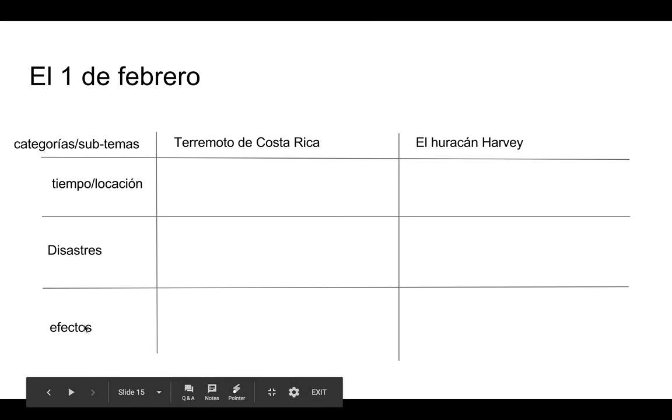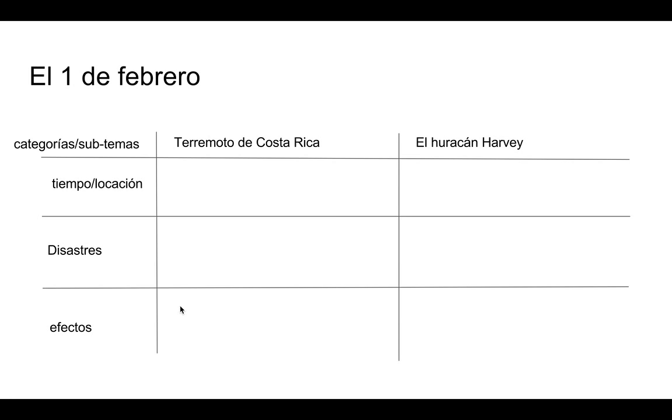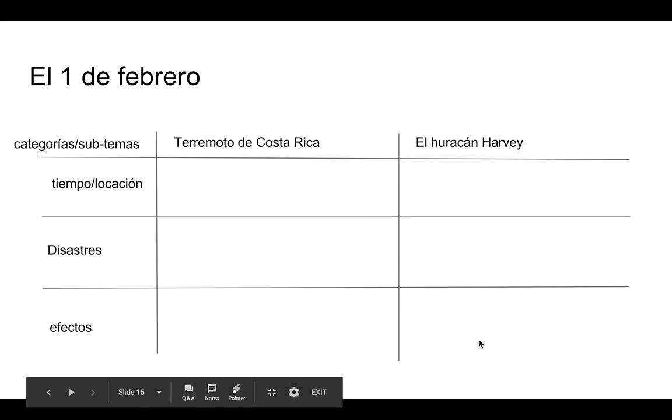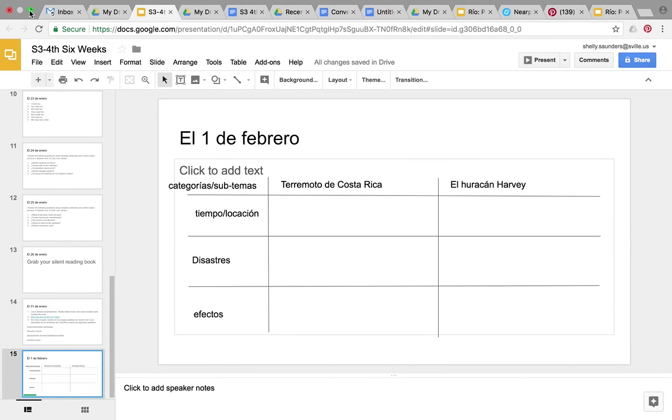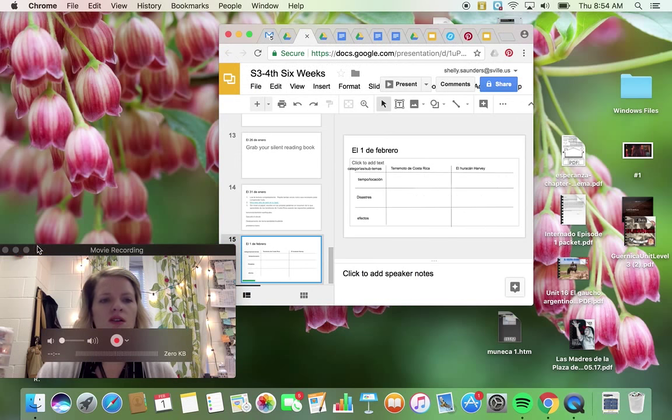And then for our final category, we have los efectos, which would be, in El Terremoto de Costa Rica, they talk about maybe 5 days of, the president declared 5 days of special days in memory of the victims, and then the bank offered loans to help people get kind of back on their feet and rebuild. And then Hurricane Harvey, you can put a few facts about the rebuilding process as well, maybe government intervention and that kind of thing.